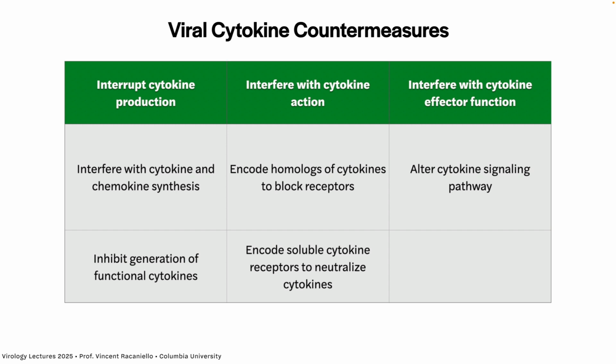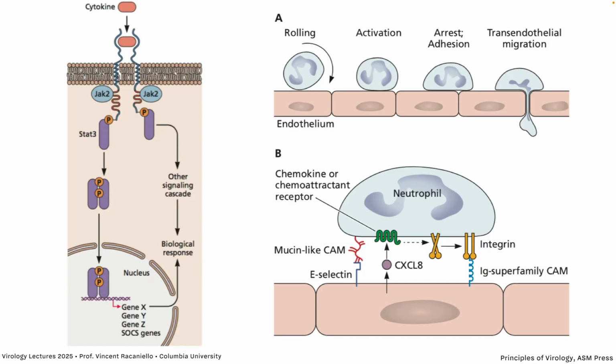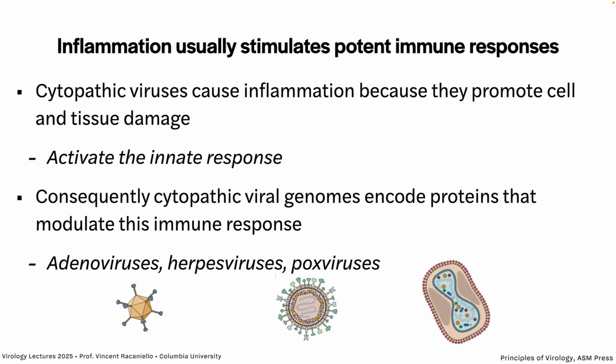And then there are some countermeasures that inhibit the production of functional cytokines. And some viral genes encode soluble cytokine receptors. They bind the cytokines and then nothing happens, because these are soluble cytokine receptors. They're not on a plasma membrane, which is what you need in order for signaling to occur. So every step of infection involves some attack and counterattack.